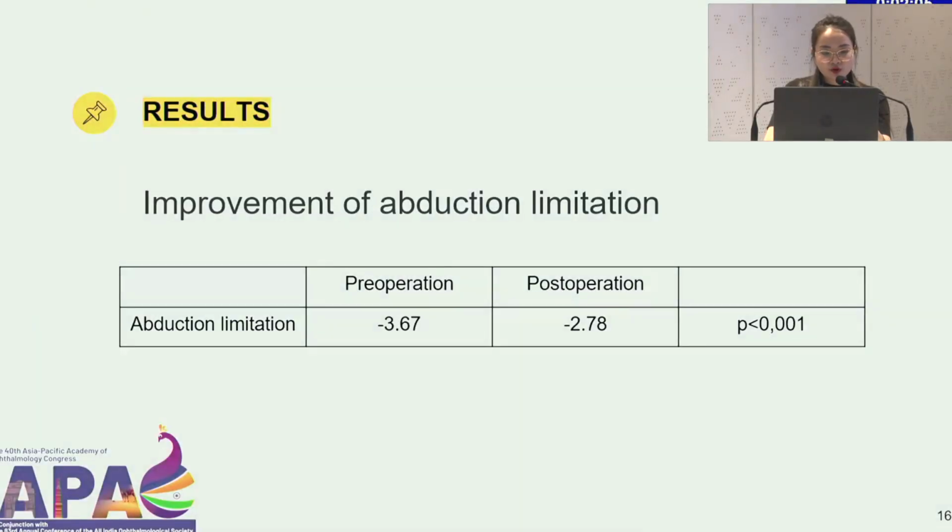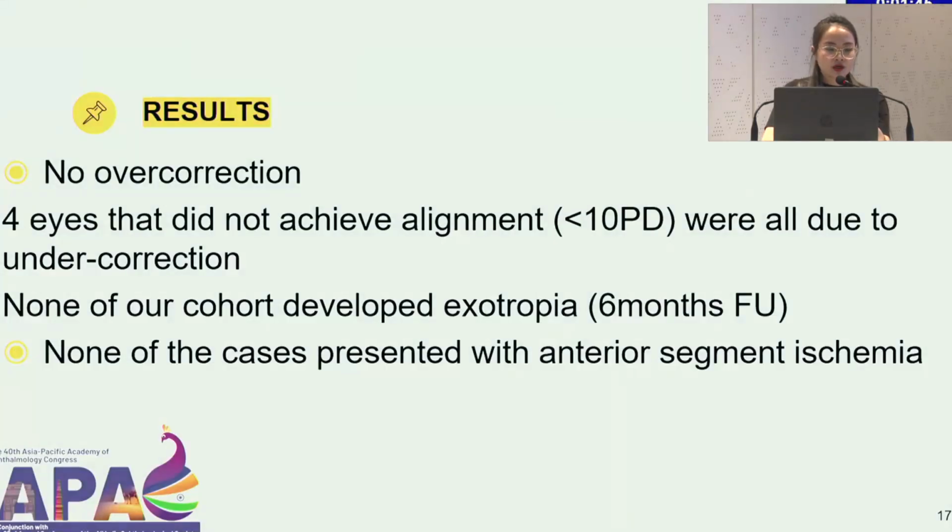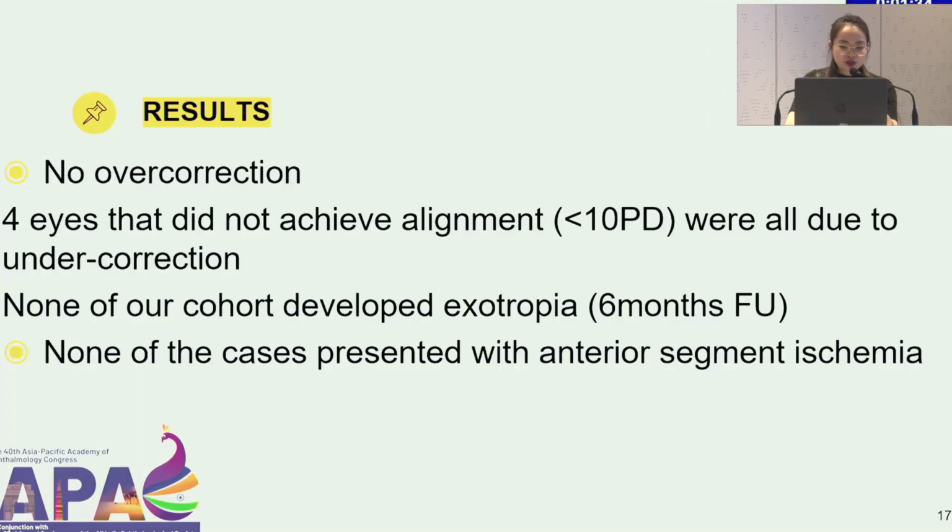At 6-month follow-up, 88.9% of eyes demonstrated improvement of abduction limitation. Abduction limitation improved from -3.67 pre-operation to -2.78. The 4 eyes that did not achieve alignment were all due to undercorrection, and we had no case that developed exotropia after 6-month follow-up care. We have no cases with ASI.